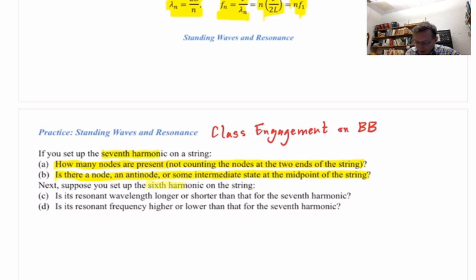Now the 6th harmonic. Is the 6th harmonic resonant wavelength longer or shorter than that for the 7th harmonic? And is its resonant frequency higher or lower than that for the 7th harmonic? You just enter those 4 answers into Blackboard as some practice on the properties of standing waves, and then we'll talk more about standing waves in our Monday class. That's all for this video.